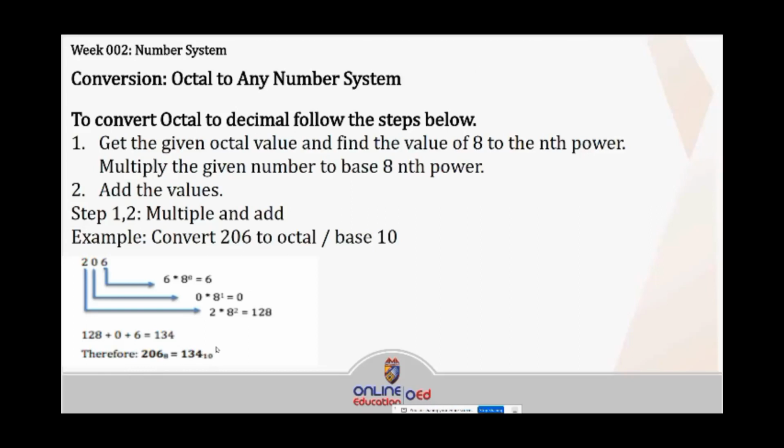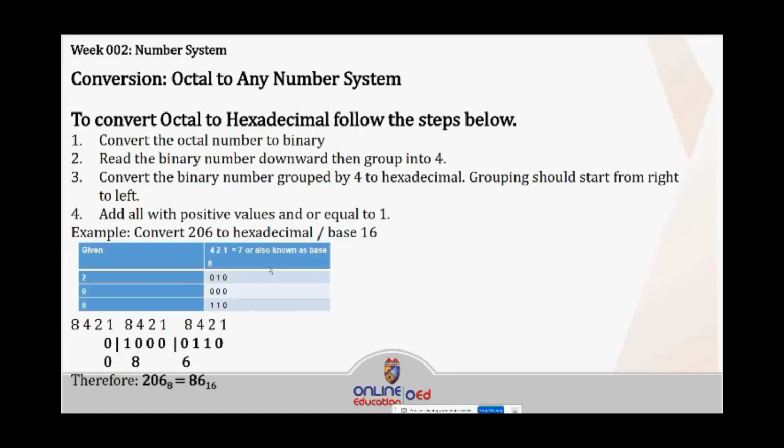Why 10? 10 is the base of the decimal, the base to indicate what kind of number system this is. Octal to hexadecimal. Now, if you are going to convert octal to hexadecimal, you have to follow these steps. First, convert the octal to binary. Then read the binary number downward, then group it into 4. Convert the binary number grouped by 4 to hexadecimal. Grouping should start from right to left.